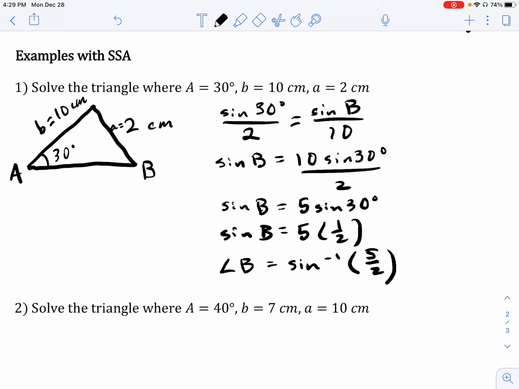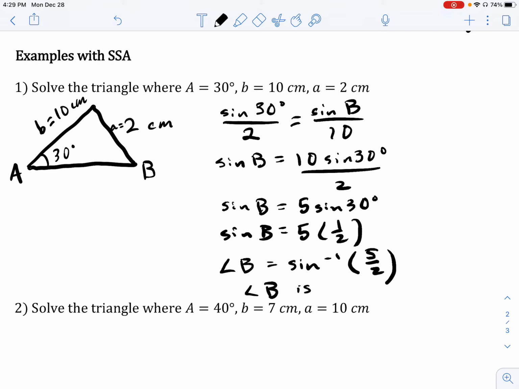And you think to yourself, well, why am I getting an error message? Did I punch something in wrong? But if you really think about it, it makes complete sense. The sine of what angle would ever give you a ratio that's greater than 1? And the answer is no angle. Angle B is undefined, or angle B does not exist.